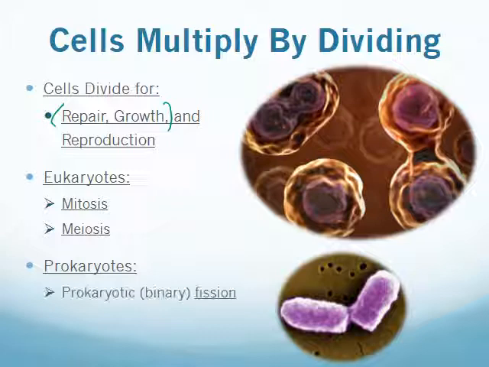In prokaryotes, however, they divide via binary fission. In binary fission, what they do is they just double all the information, and then cut themselves in half. Now, we'll describe the distinction between mitosis and binary fission here in a moment, but they are very similar.